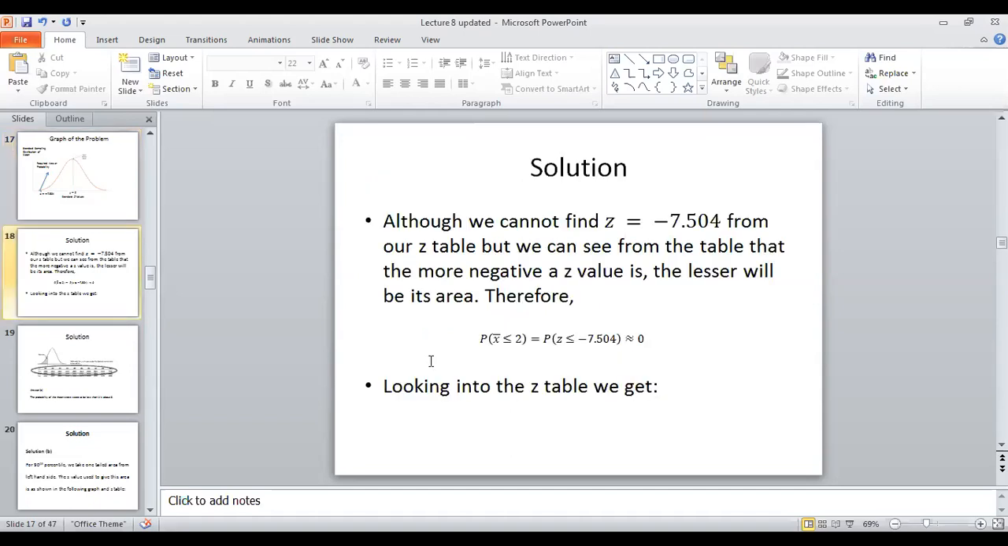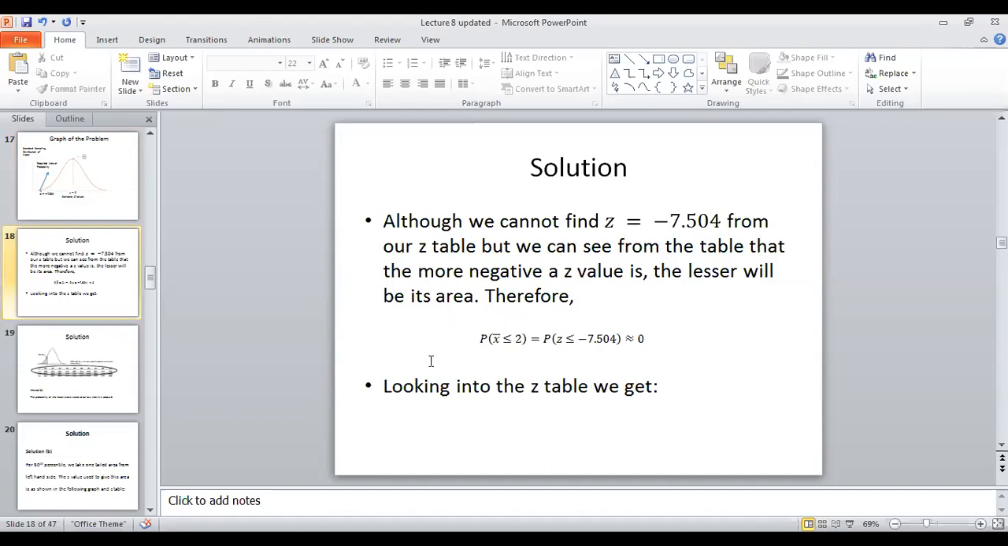Although we cannot find this z minus 7.54 on the table, I mean, if you look onto the table to get the probability value corresponding to this z value, we will not get it, because the least value that is available to us on the table is minus 3.4, as you can see on your z tables.